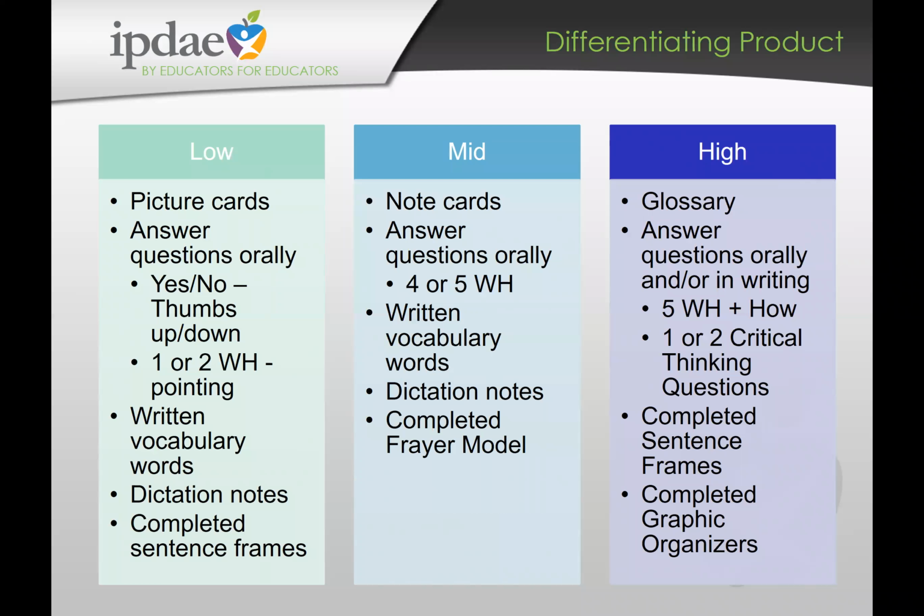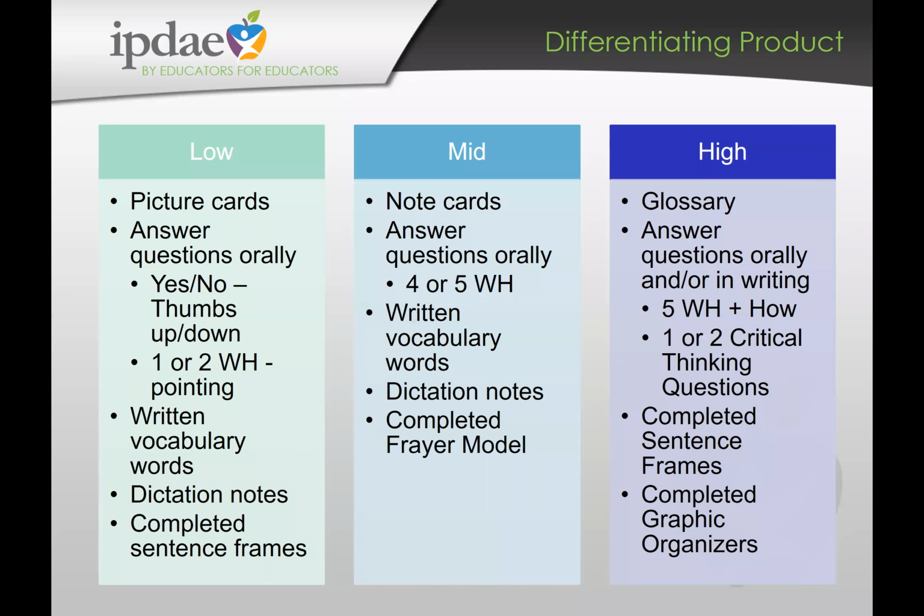Another way to differentiate your instruction is to differentiate the product. So what I'm showing you right now is using the same reading article, Fruit Farm in the City, and written in various levels. You can have your students read the same level of material, but then differentiate the product. So here in this case, maybe in my classroom activity for my lower level students, I'm going to be using picture cards so that they can understand and make the connection between vocabulary words and pictures.